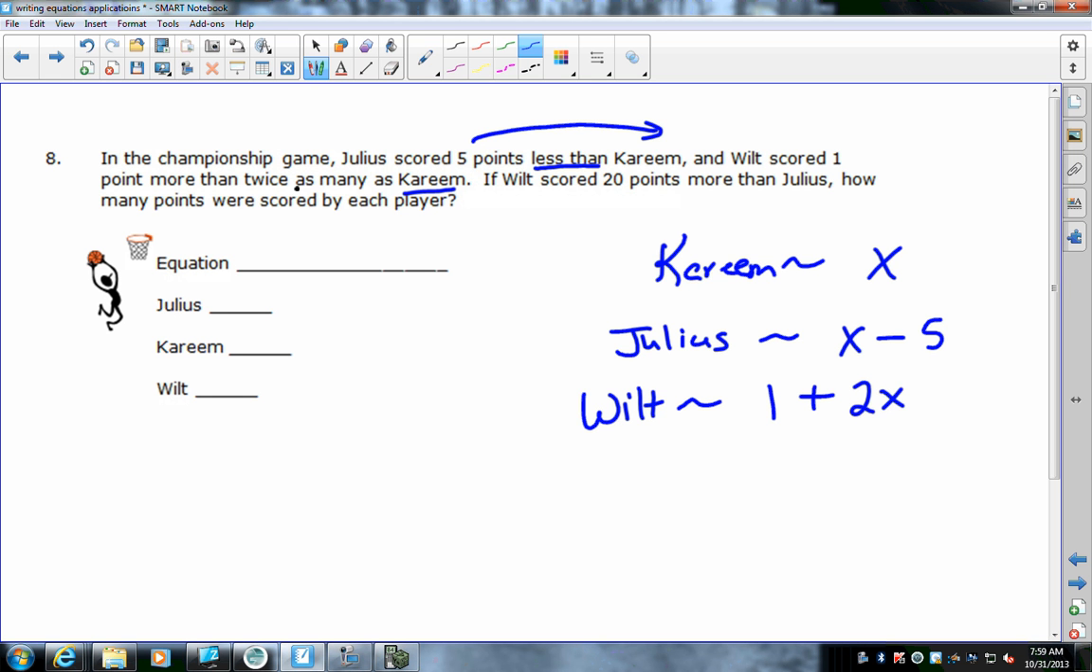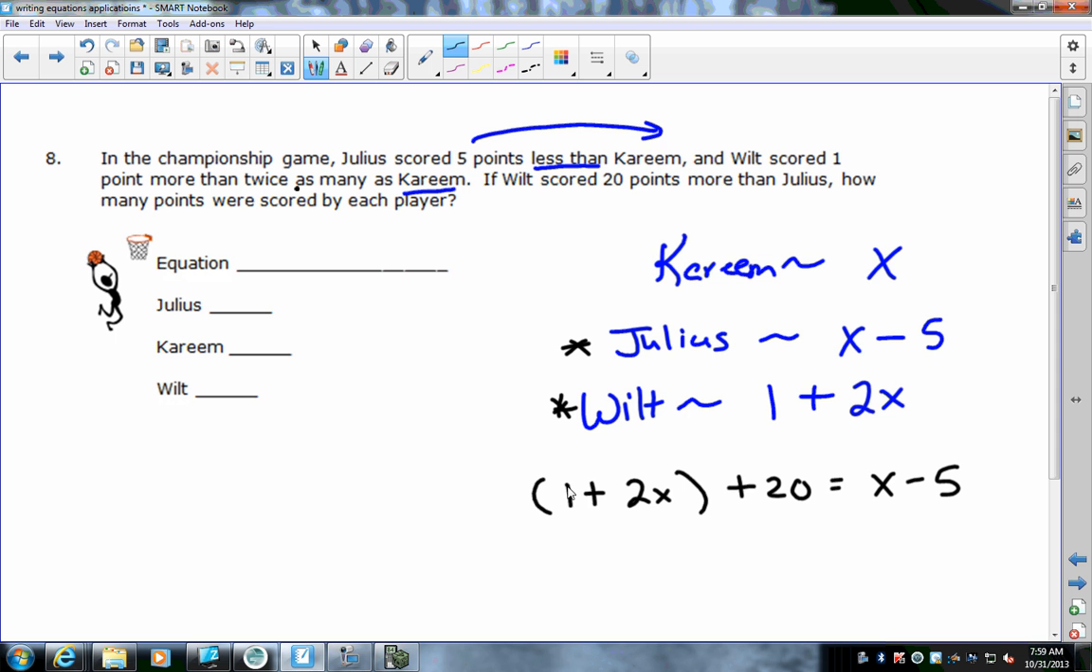Holy moly, it says if Wilt scored 20 more than Julius, how many points were scored by each player? Say what? Okay. Let's see. Wilt scored 1 plus 2x. So, Wilt scored 20 more than Julius. Okay, we had to go through all this drama just to figure out Julius and Wilt.